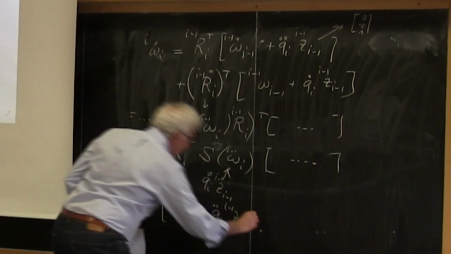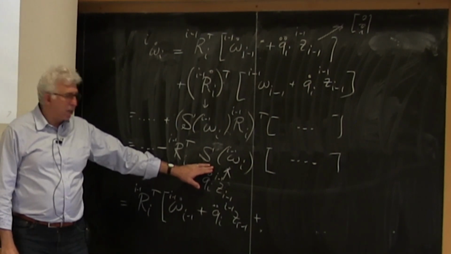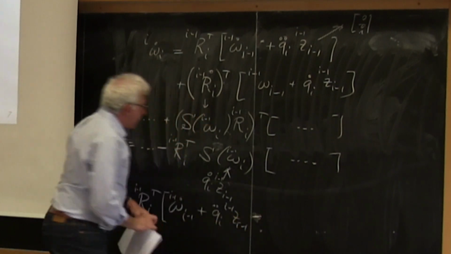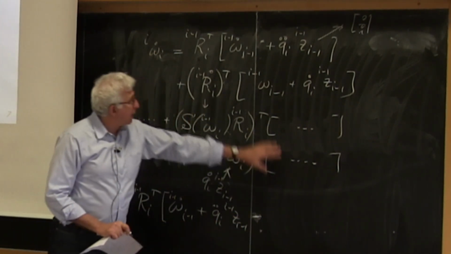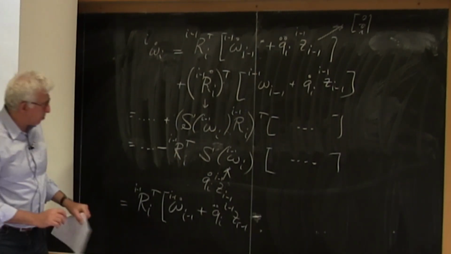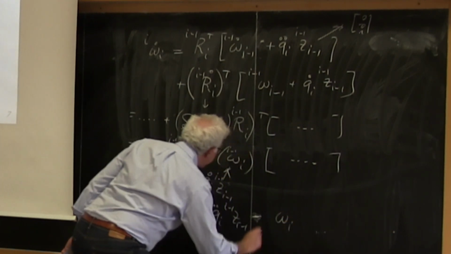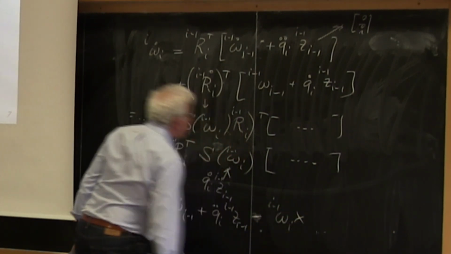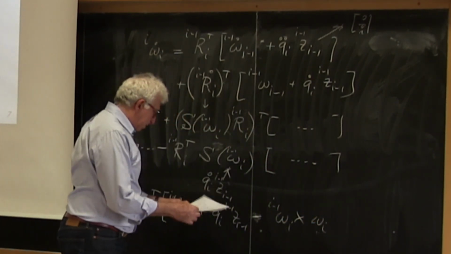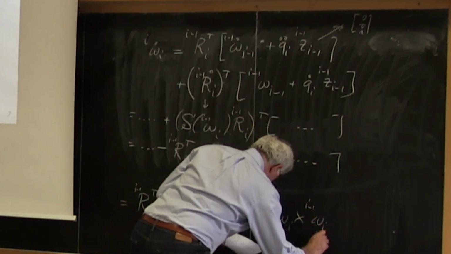And now here, I'm reversing with the skew-symmetric term. I have a minus sign in front, so let's start with the minus. And then skew-symmetric matrix times whatever is inside here, this will be a cross-vector product. So the first cross-vector product is omega_{i-1} cross-vector of omega_{i-1}, i-1.